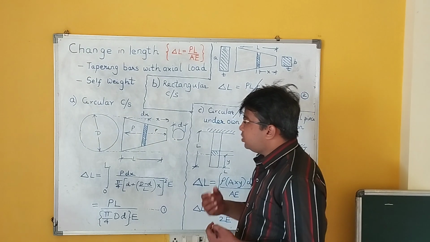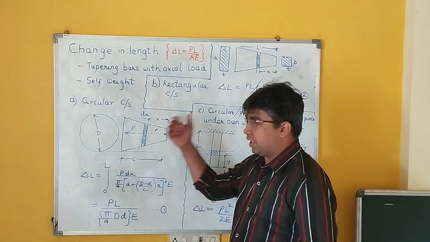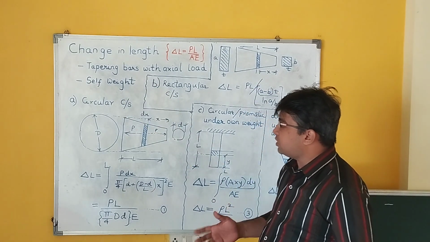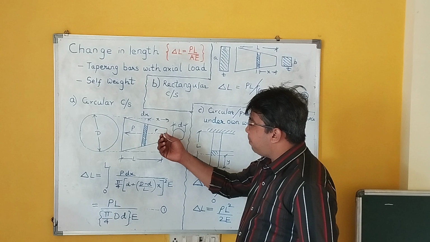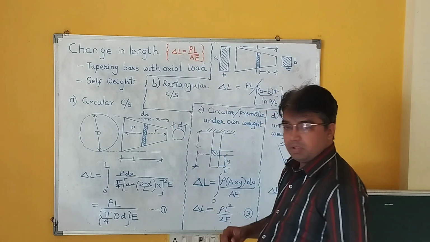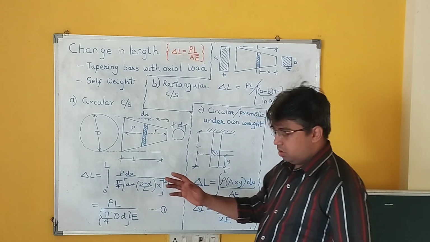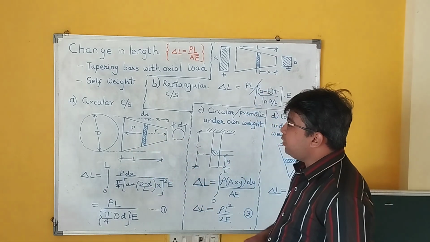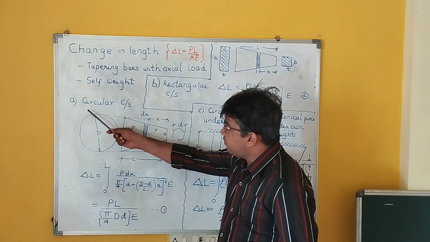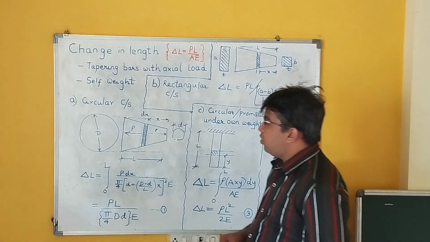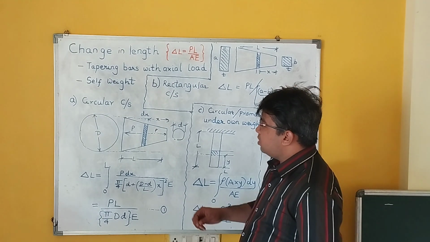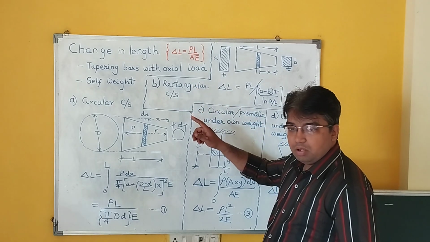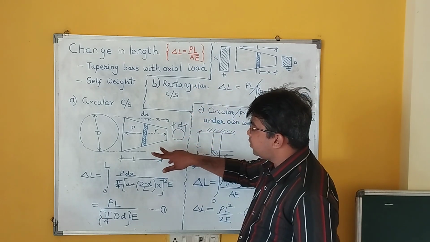So the approach remains the same for all the four cases. Two cases from tapering bars and two cases from self weight. The approach remains the same. We will take an element and we will apply this formula to that element and then integrate over the entire length of the body. Now coming to first bar with circular cross sections. If we put the value of A as pi by 4 d square, we will get the elongation of a circular bar.